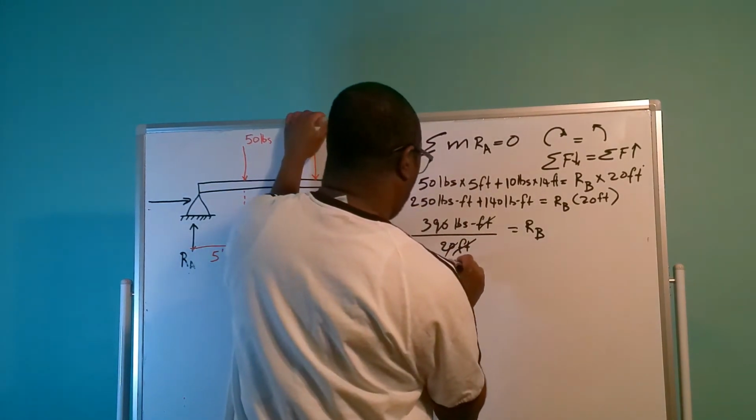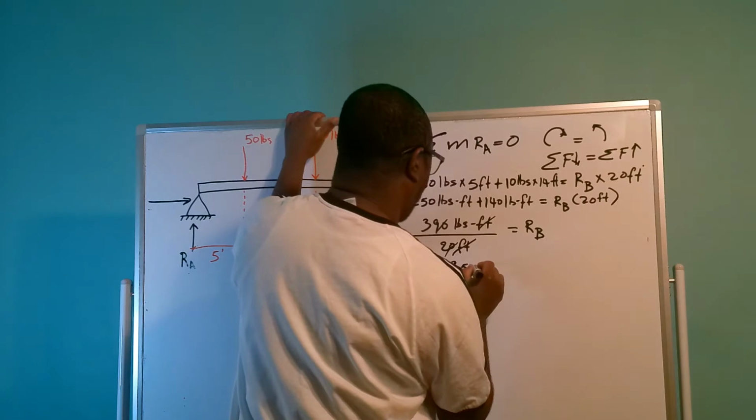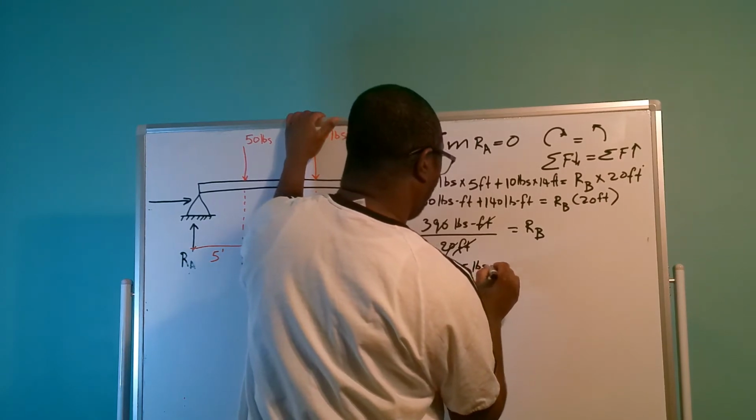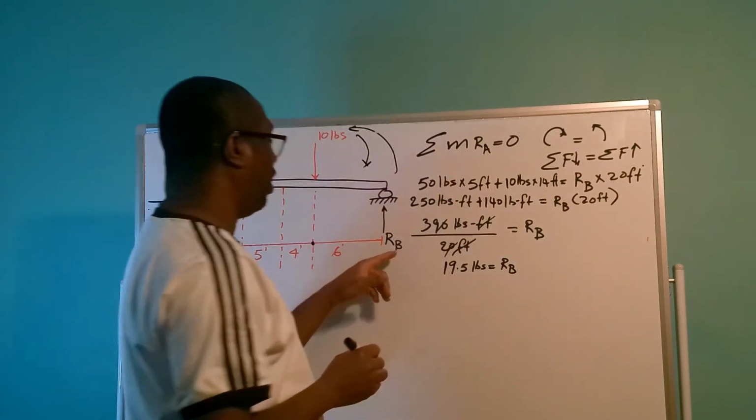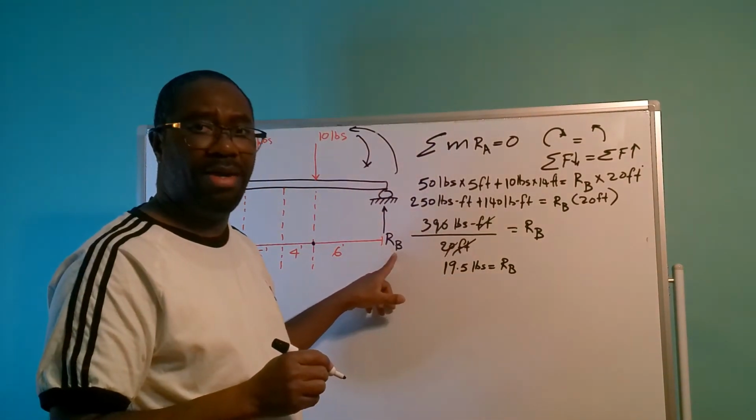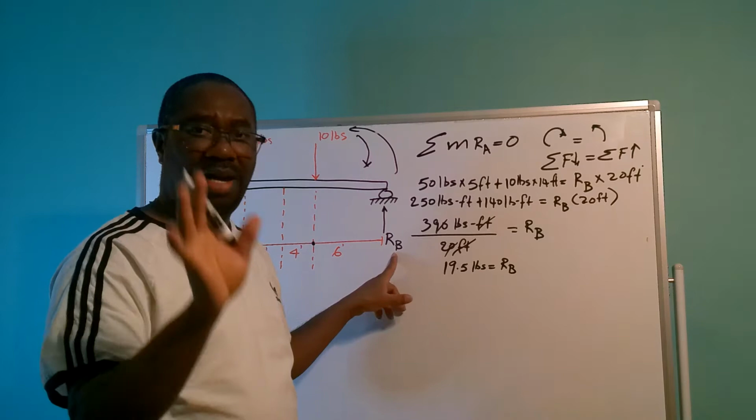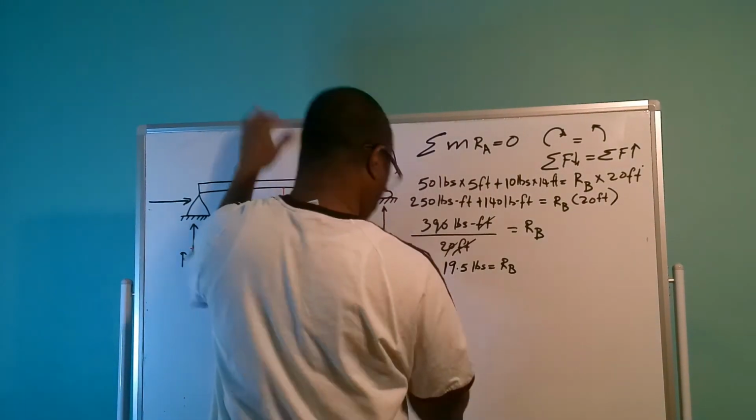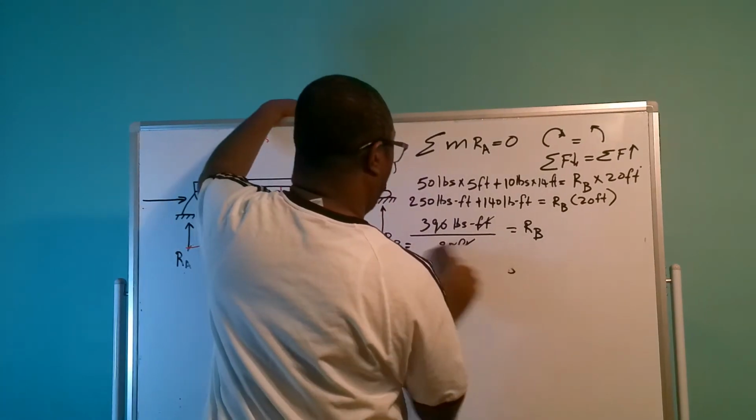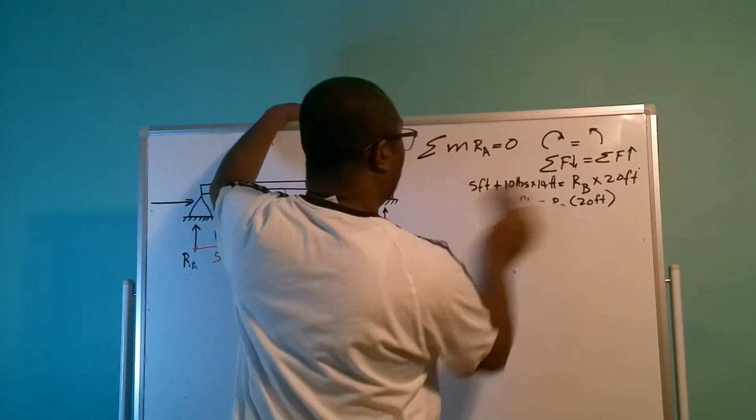So 19.5 pounds is going to equal RB. So the reaction at RB is going to equal 19.5 pounds. Let me write this clear for all to see.